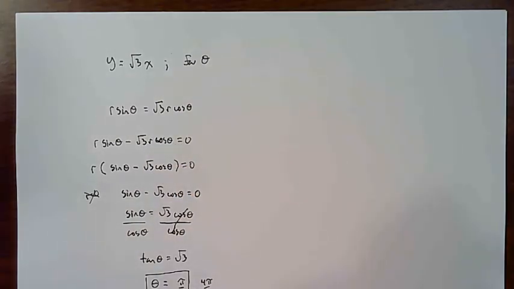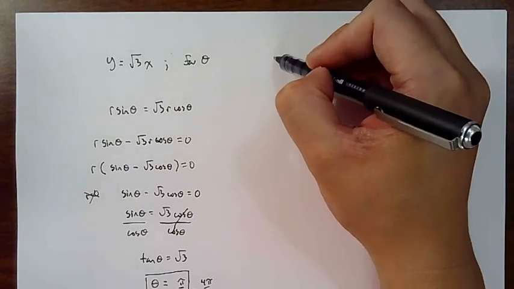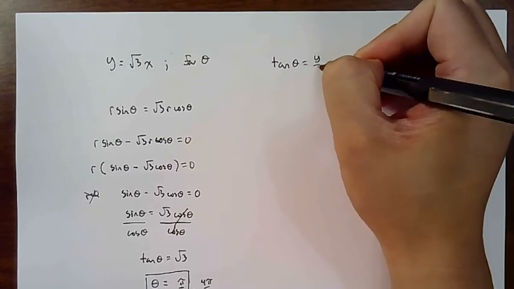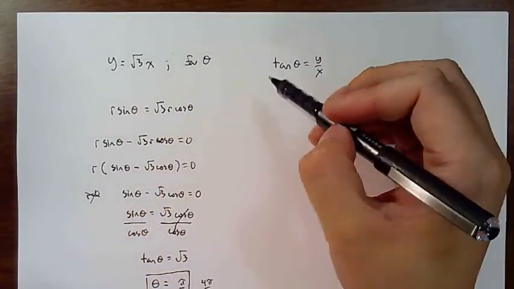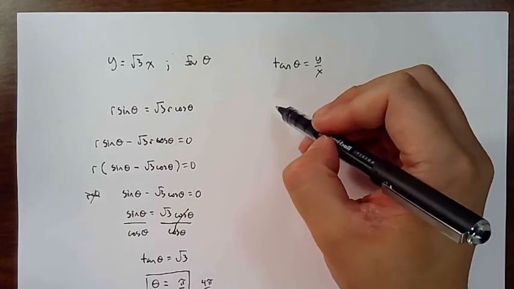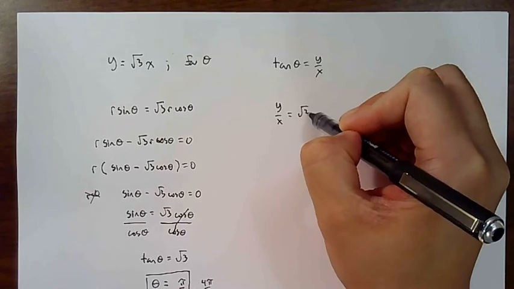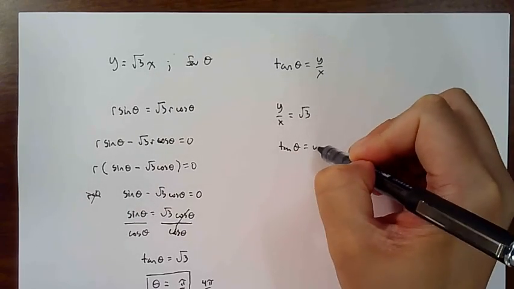But if we were paying really close attention, there was this weird conversion factor that we haven't really used yet. Tan theta is equal to y over x. And we can actually introduce that at the very first step by dividing both sides by x. So y over x is equal to square root 3, which means that tan theta is square root 3.